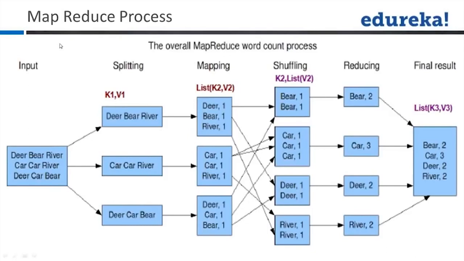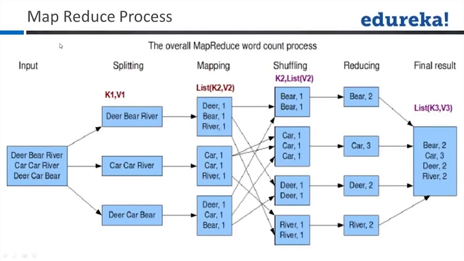Now, this is the key, this is the value. So what we've done till now is that deer is the key, 1 is the value. Bear is the key, 1 is the value. River is the key, 1 is the value. In this record, car is the key, 1 is the value. Another time car comes, I write once again. And then we write deer, car, bear as values here.